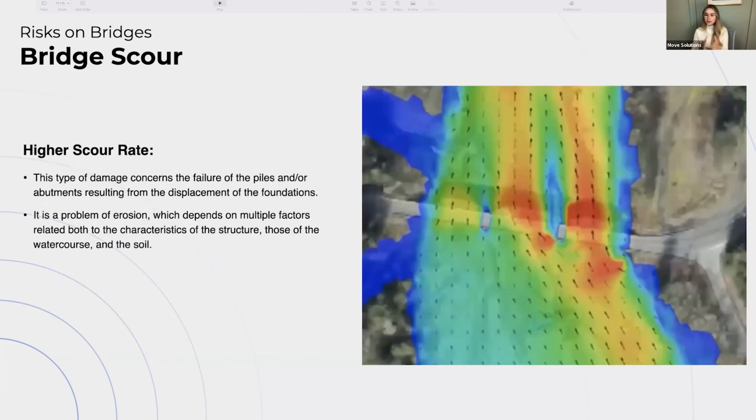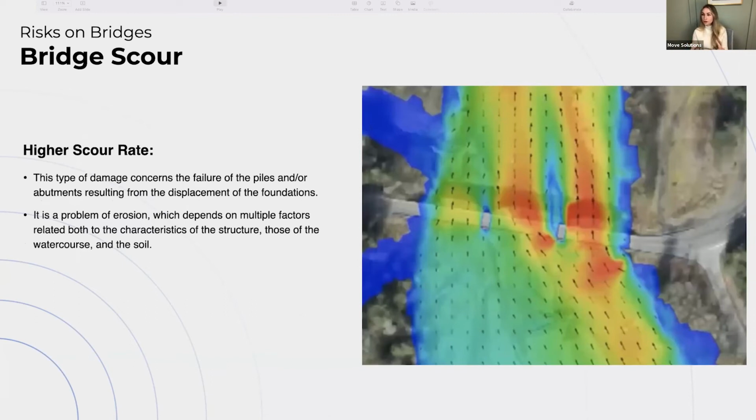So if you look overhead, you can see an example of how when water is flooding, the velocity of the water increases. And as you can see around the abutments or piers, it's carving out particular holes. And when that erosion occurs, it's extremely dangerous for the structure. It's losing its integrity in the ground.